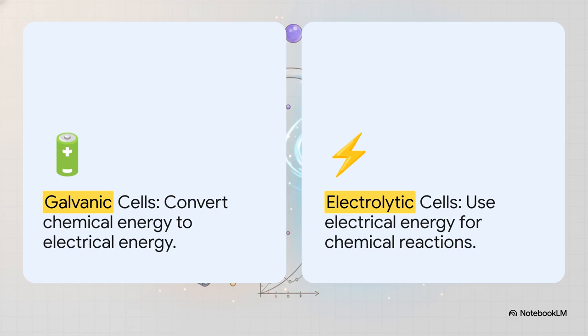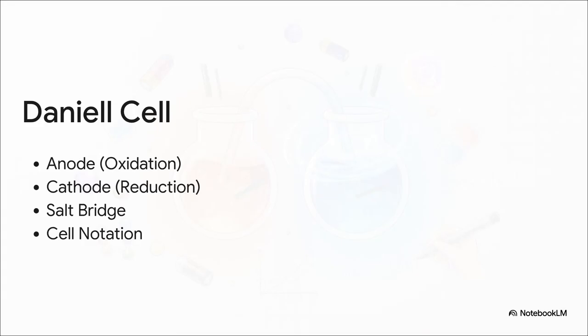On the flip side, we have electrolytic cells. These actually consume electrical energy to force a non-spontaneous chemical reaction to happen. Basically, galvanic creates the electricity and electrolytic uses it up. Let's zoom in on the most famous galvanic cell of them all, the Daniell cell. There are a few key pieces here you absolutely have to know.